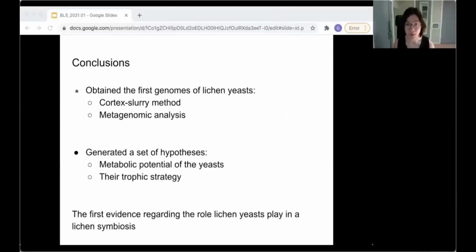Okay, to sum up, we used a combination of a wet lab technique we called cortex slurry and bioinformatic analysis to obtain the first two genomes of lichen-associated yeasts. Based on these genomes, we generated a testable hypothesis about the metabolic potential of the yeasts and about the trophic strategy. And this is the first ever evidence on the role these yeasts play in lichen symbiosis.